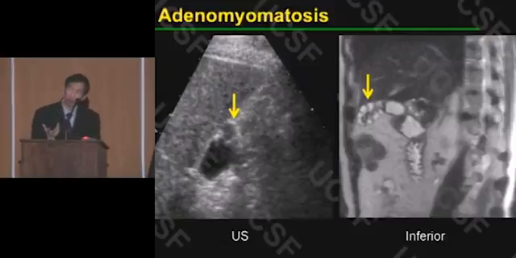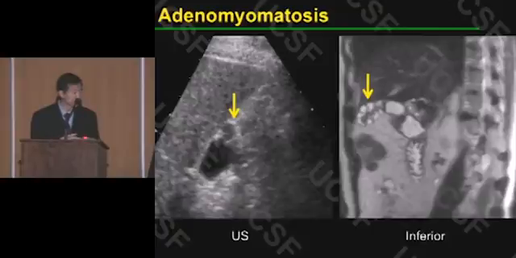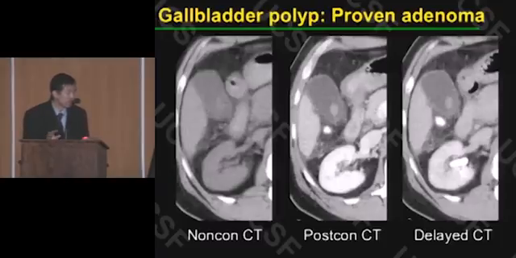We don't have to worry about cancer in those cases. We'd be an extremely unlucky radiologist if that were cancer. If we see this, it's adenomyomatosis, and we don't usually follow those patients up unless they have secondary symptoms.